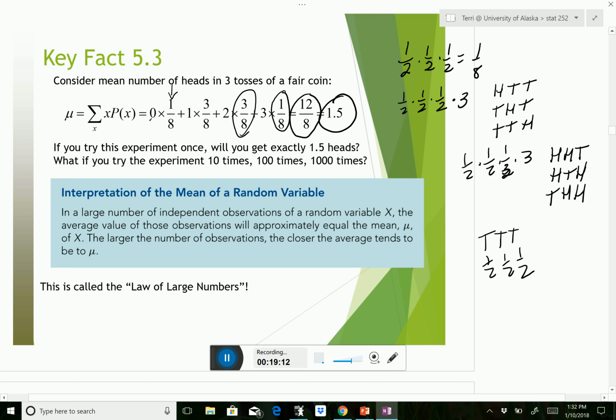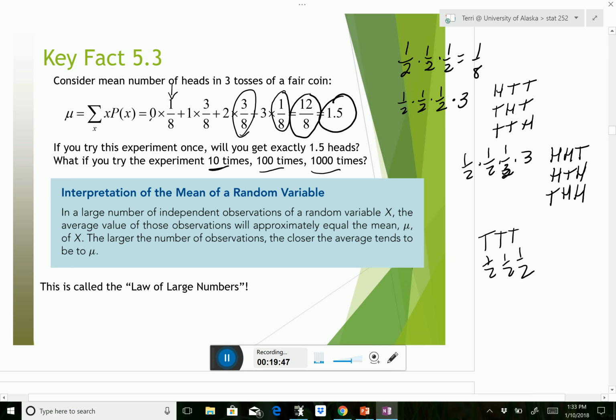Now, if you try this experiment once, you will not get exactly 1.5 heads, right? If you toss 3 coins, it's not going to happen. You're going to get 0, 1, 2, or 3. You're not going to get 1.5. But if you try this experiment, say 10, 100, 1,000 times, if you do 3 coins 10 times, you might get 15 heads out of your 30 coins. You might get 150 out of your 300 tosses. You might get 1,500 out of your 3,000 tosses.